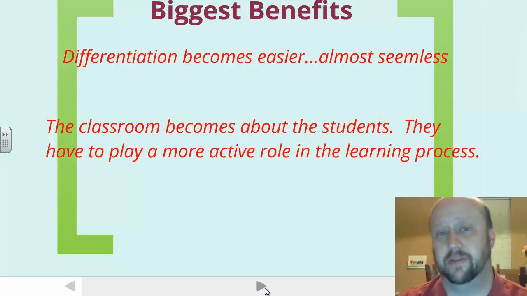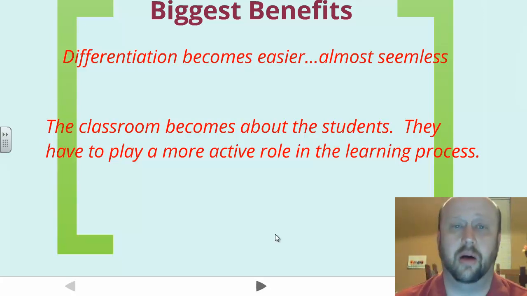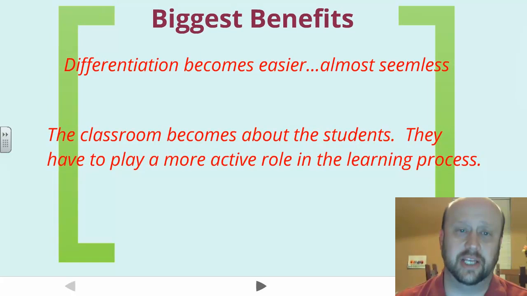These are the biggest benefits, and I think these are the ones that, particularly for a lot of teachers and for administration, is what they really want to see, and I think this is where we're headed in education nowadays, is that first off, differentiation is much easier.